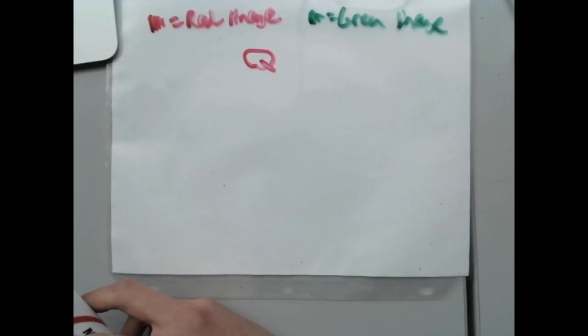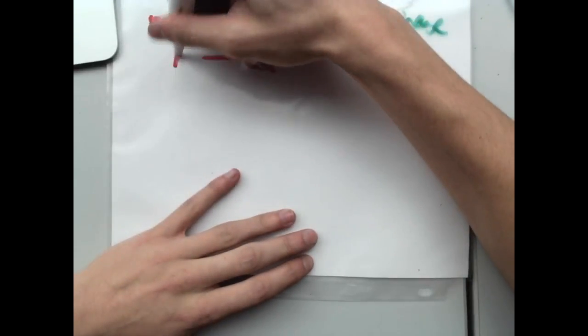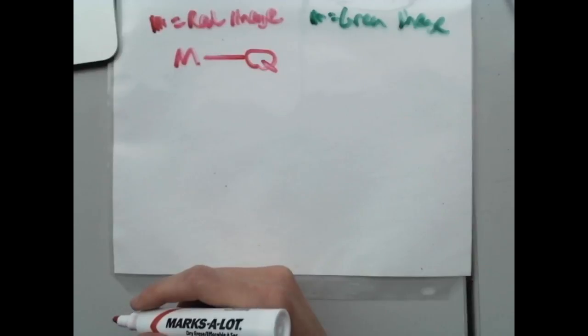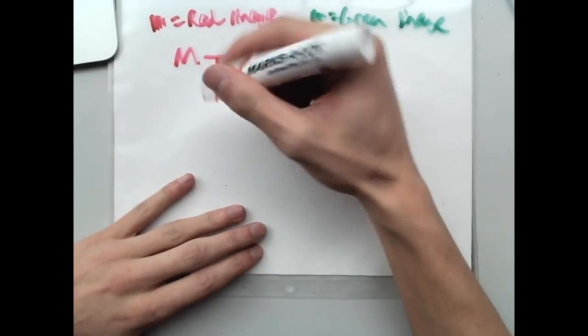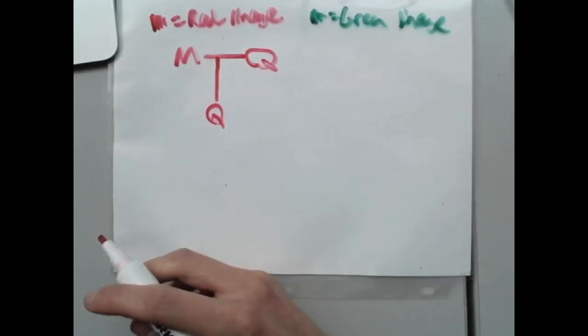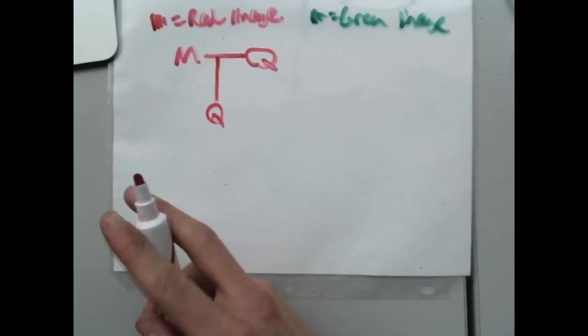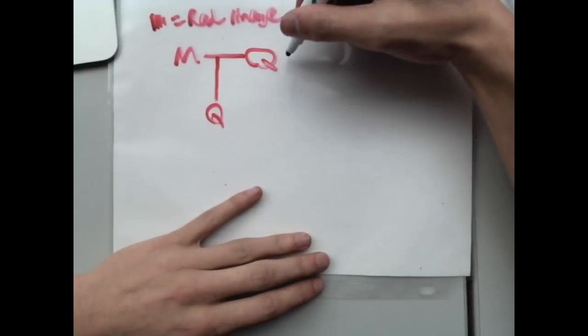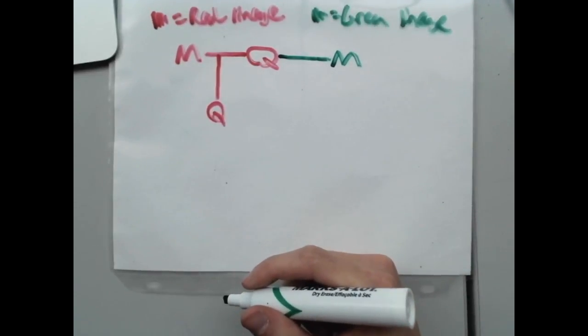Great. Now, when queens mate with males of their own lineage, so say we do queen and male of the corresponding red lineage, they're going to produce queens of that same lineage. Great. So they produce a red queen. Awesome. And when they mate with males of the other lineage, so in this case, the green lineage, they're going to produce hybrid workers.